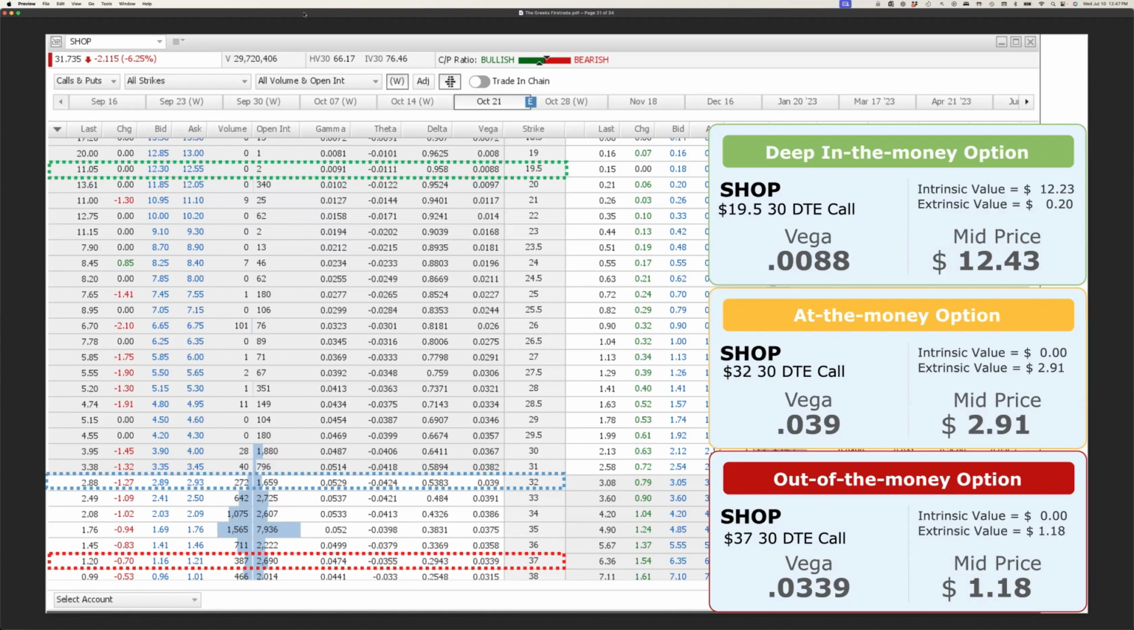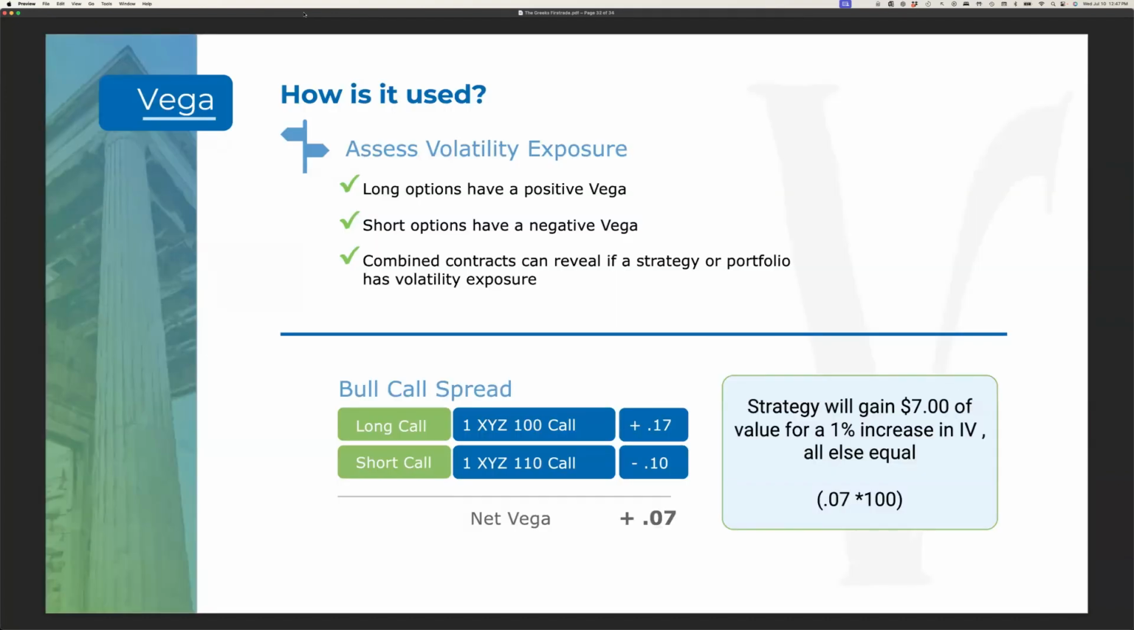So, looking at Vega, how is it used? It assesses volatility exposure. Changes in expected future volatility will change the value of your option. Long options have positive Vega, short options have negative Vega. And just like all the other Greeks, you can simply add up the net Vegas of your overall position. For example, in this bull call spread, you have a net Vega of 0.07. That means for every 1% change in implied volatility, you will see the value of your option increase by 7 cents, or $7 for the full contract.